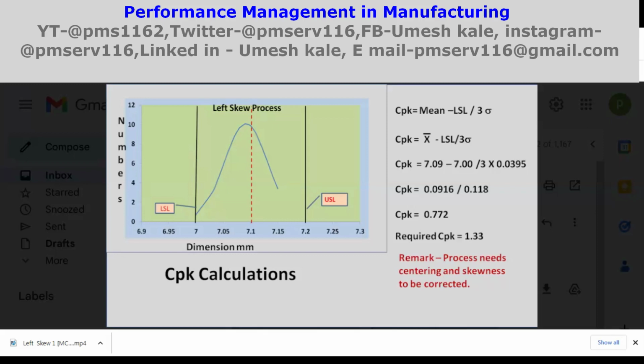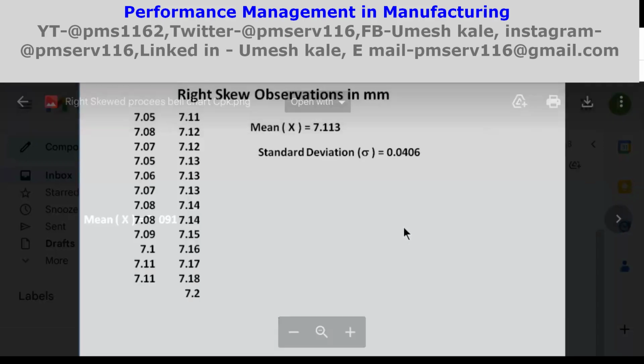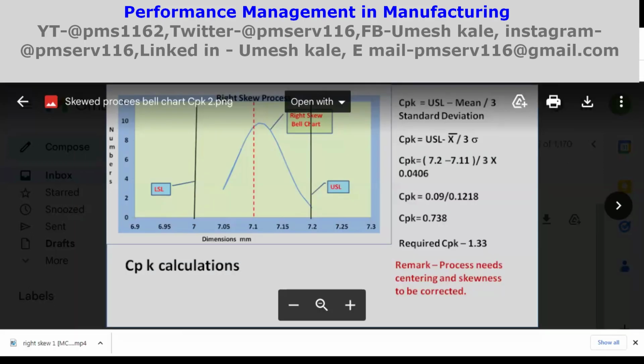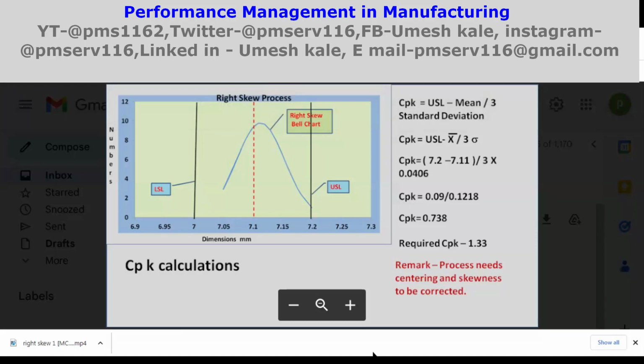Another phenomenon is the right skew process. Here are the observations for the right skew process study. The mean value is 7.113 and standard deviation is 0.046. From these observations we have plotted the Bell chart for the right skew process. On the x-axis, dimension values in mm are plotted, ranging from 6.9 to 7.3 mm. The lower specification limit is 7 mm and the upper specification limit is 7.2, and the process mean is at 7.1 mm.